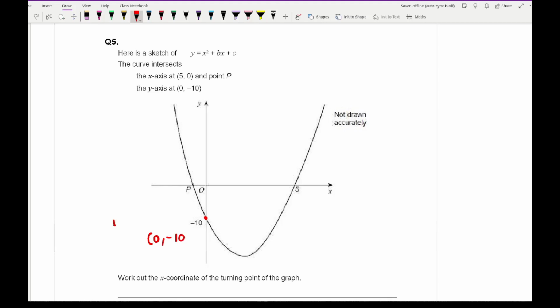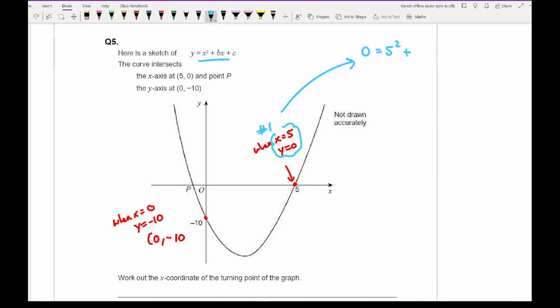And so when x equals 0, y equals minus 10. And at this point here, when x equals 5, y equals 0. So if I just call this point number 1, and substitute these values into the equation that we've got, I end up with 0 equals 5 squared plus b times x. Well, if x is 5, that's going to be 5b plus c.